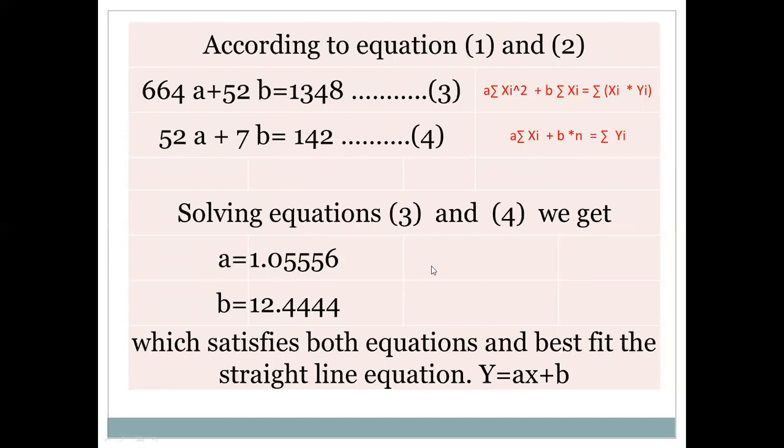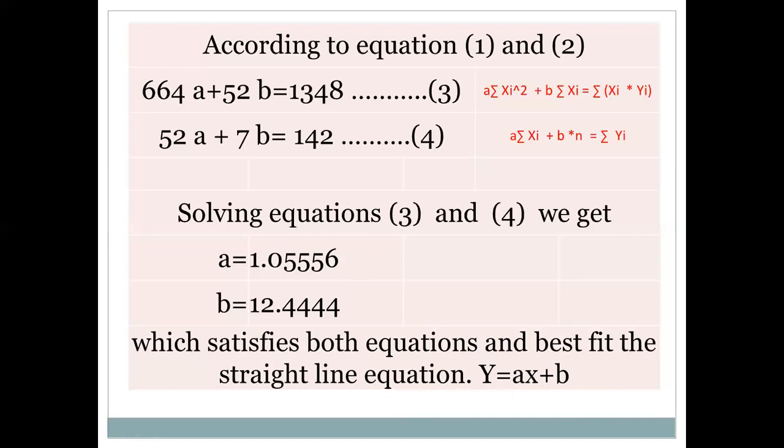So for the given data points, the straight line equation y is equal to ax plus b, where a is 1.05556 and b is 12.4444. This a and b must satisfy the equation y is equal to ax plus b at any point given in the problem. Then only this curve is said to be the best fitted curve for the given data points.